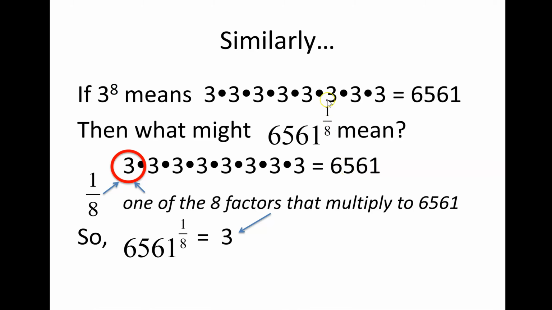So therefore, 6,561 to the power of 1/8 would mean 1 of the 8 factors that multiply to 6,561, which is 3. 1 out of the 8 numbers that when you multiply it to itself over and over again gives you 6,561, and that number is 3.